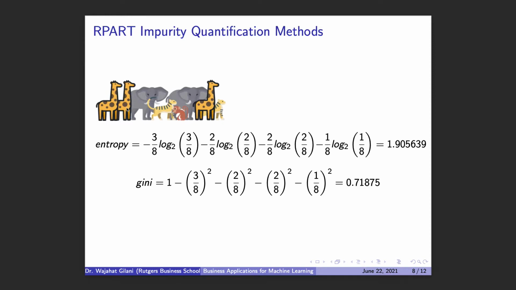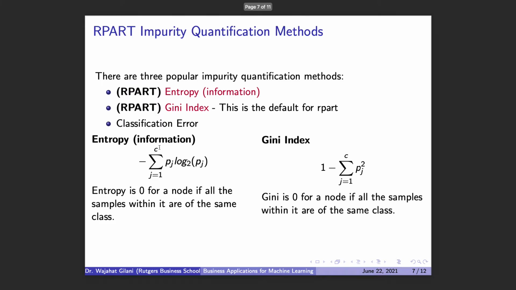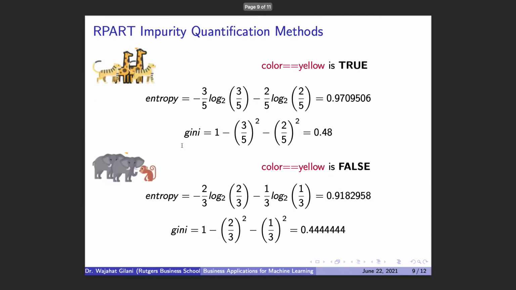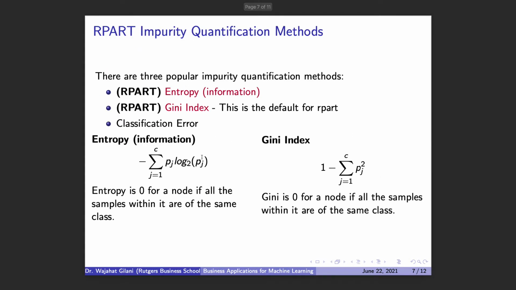So here I have 1, 2, 3, 4, 5, 6, 7, 8. I have 8 total animals, 3 of which are giraffes. That's your proportion for giraffes, 3 of 8. Log 2 is simply log base 2, and in the parentheses of log 2, p of j goes again.